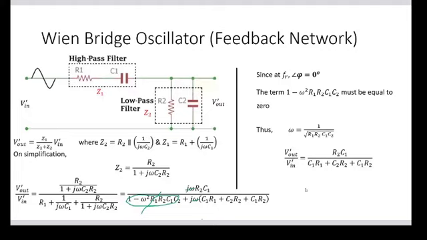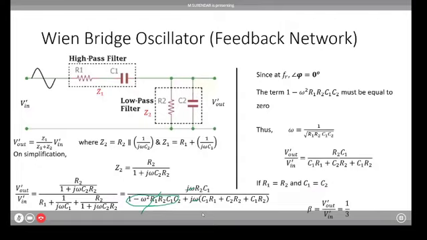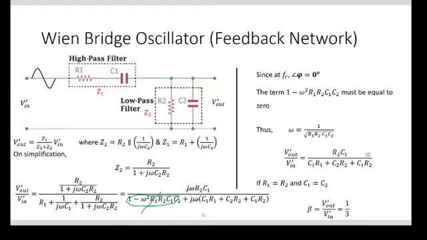Now if R1 is equal to R2 and C1 is equal to C2, then this beta, V output dash divided by V input dash, is equal to 1 by 3. If I substitute R in place of R1 and R2, and C in place of C1 and C2, then I will have RC divided by 3RC. So RC gets cancelled, and we will have only 1 by 3 there.